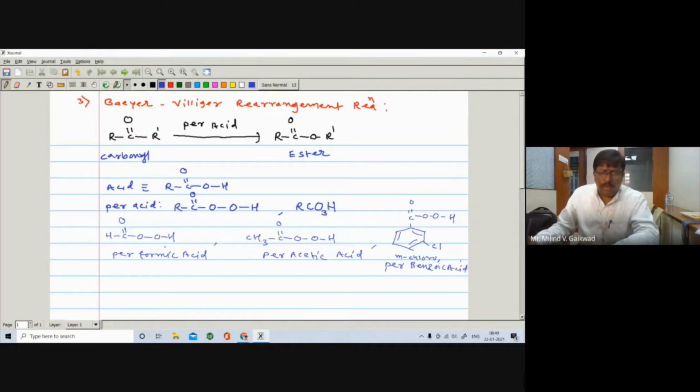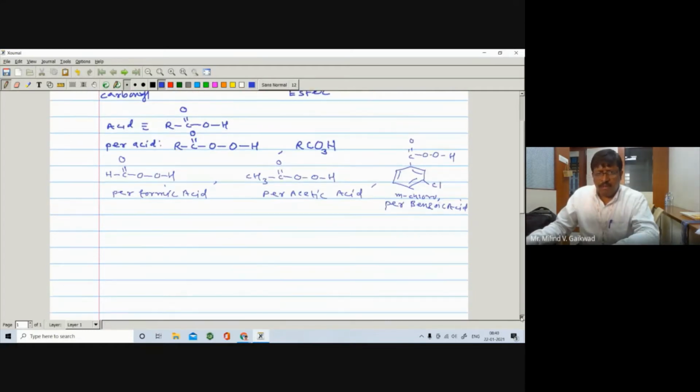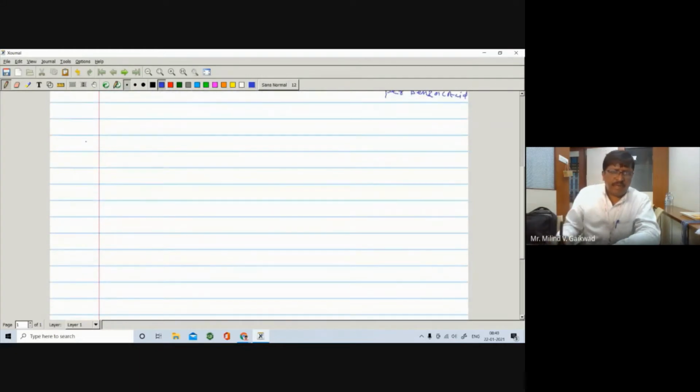So you know the per acid now. Now how does the conversion take place? What is the mechanism of this reaction? As we add oxygen to this carbonyl compound, that is aldehyde or ketone, it is also called the Baeyer Villiger oxidation reaction. And as a rearrangement takes place, it is also called the Baeyer Villiger rearrangement reaction. Let us see the mechanism of this reaction. The mechanism is also very simple.